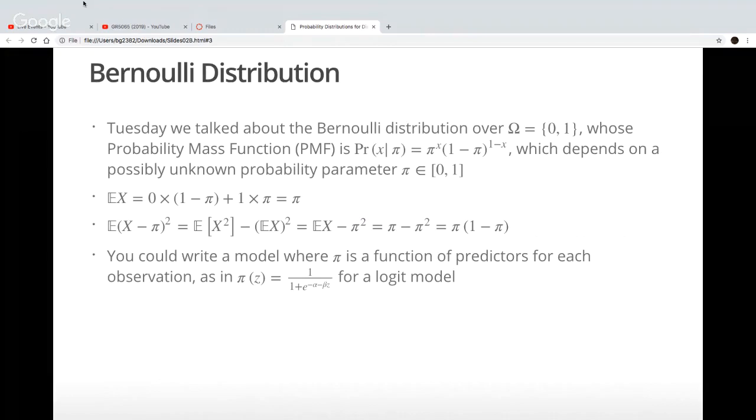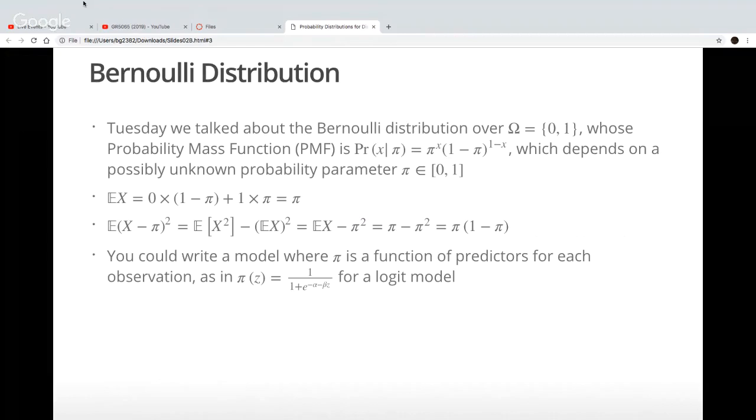And the Bernoulli distribution is really the only one that can be used in this very common case where the outcome you're considering is just success or failure. Did you vote or did you not vote? Did you get a job or not have a job? Stuff like that. And so in that case, like a logit model or whatever, and we'll get to this in a couple of weeks, we can write pi as some function of predictors.